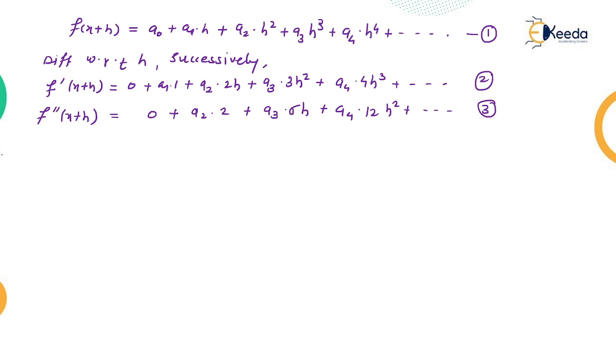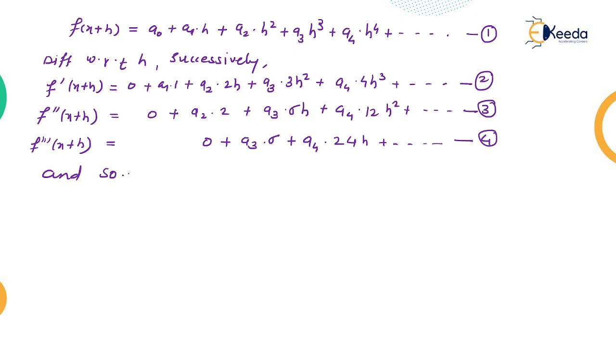Again we differentiate, we get f triple dash of x plus h, and that is equal to, now which term is a constant? The term a2 into 2 is a constant, its differentiation is 0, and a3 into 6h differentiation is only 6, plus a4 into 12h square becomes 24h, plus and so on. We call this equation number 4. This is the expansion of f of x plus h successively and so on.